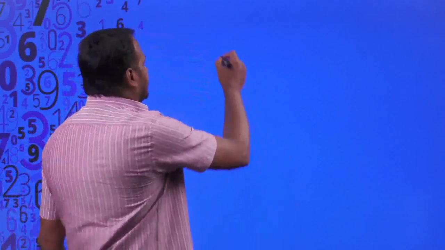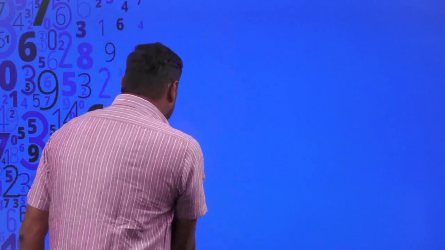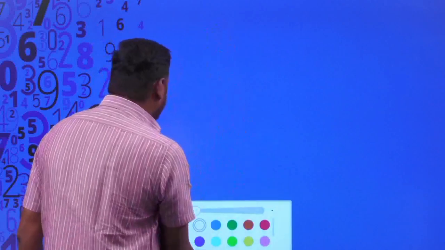Good morning. Today we are going to discuss the fourth chapter, that is quadratic equations. So that is quadratic equations.